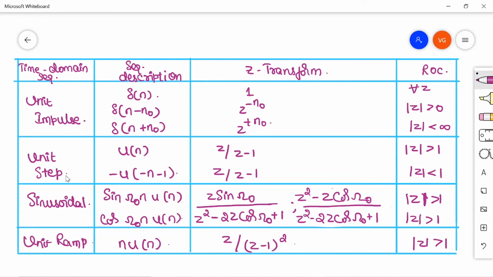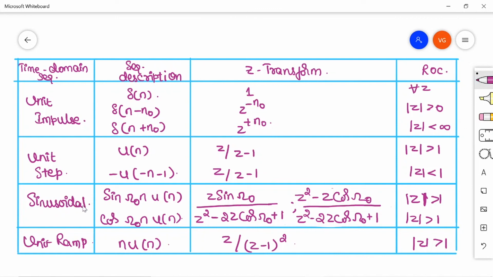Second sequence is unit step. Unit step signal is defined again for both negative side and positive side sequence, u of n and u of minus n minus 1. For both the sequences, the Z transform is Z by Z minus 1 only, but the ROC is different here, as you are taking in the form of Z by Z minus A, so mod Z is greater than A. This is Z by Z minus B, so mod Z less than B format. In place of A, I have 1. In place of B, I have 1. So here ROC is mod Z greater than 1 and mod Z less than 1.